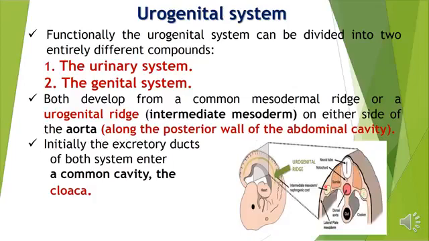You can see it on either side of the aorta, along the posterior wall of the abdominal cavity. Initially, the excretory ducts of both systems enter a common cavity. This cavity is called the cloaca.